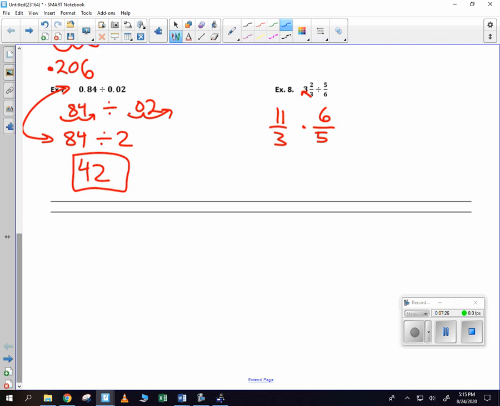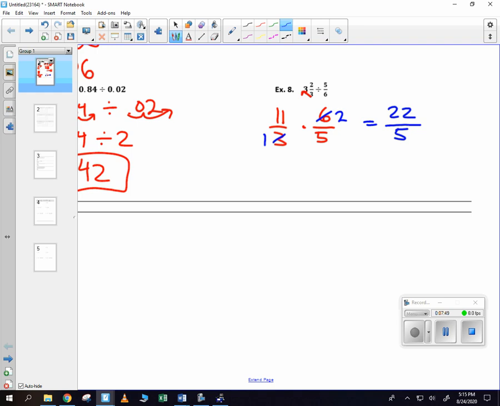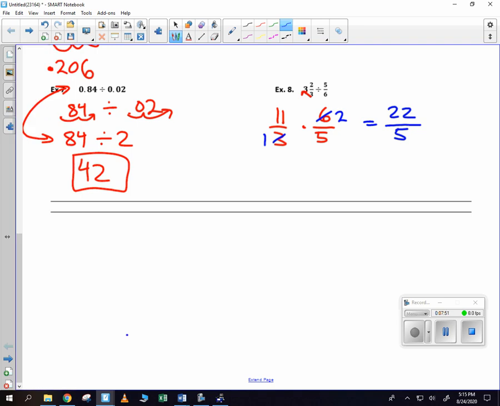If you wanted to multiply straight across and get 66 over 15, you can. But there's another way. You can also look at it and say 6 over 3 gives me 2 over 1. Now let's multiply. 11 times 2 is 22, and 1 times 5 is 5. 22 over 5. And that's your example for multiplying and dividing fractions and decimals.